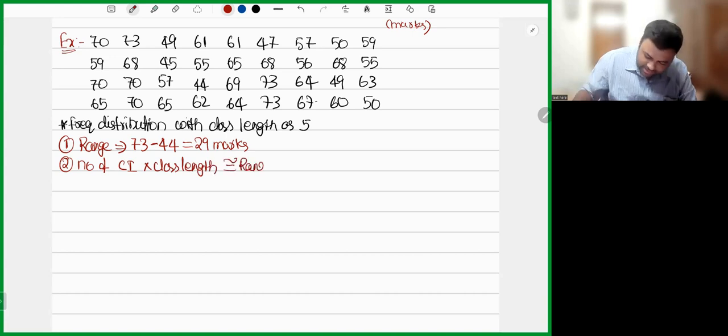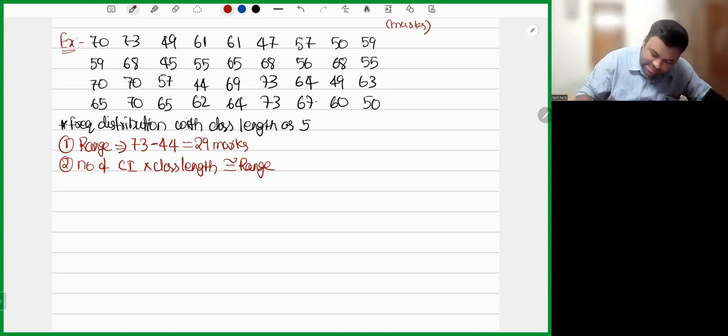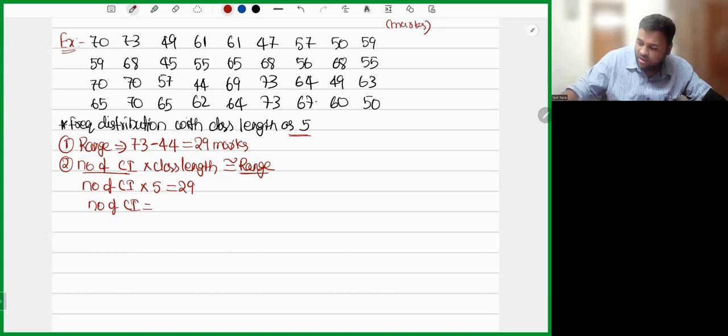Sir, what is this formula, sir? How has it been developed? I'll let you know. Don't worry. Class length, I know, is 5. Range, I know, is 29. I'll apply the formula to get the number of class intervals. So number of class intervals into class length will be equal to 29. Therefore, number of class intervals will be 29 divided by 5. We have 5.8, but approximately you will take 6. You will take the next higher number.